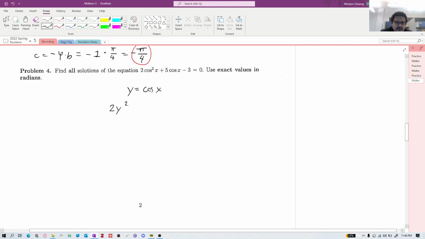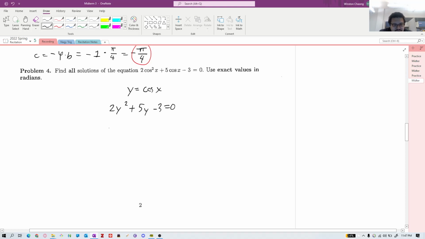We just replace this out. We get 2y squared plus 5y minus 3 equals 0. And then we try to factor this. Or you could use the quadratic formula if you're more comfortable with that. But one thing I've noticed is that some people don't know how to use the quadratic formula. So that was an interesting bunch of mistakes that I saw. But either way, you factor this, and you get solutions to this quadratic, and then you have to bring it back to cosine.